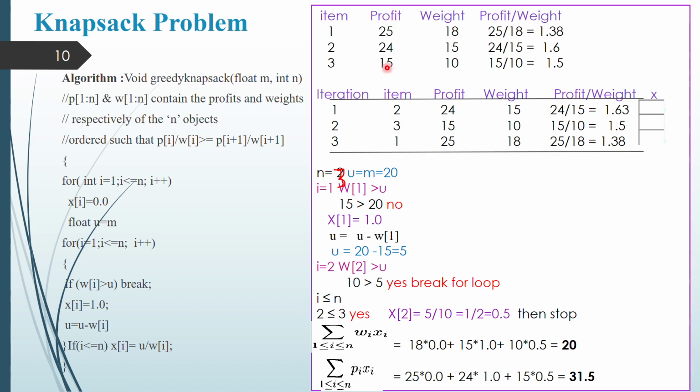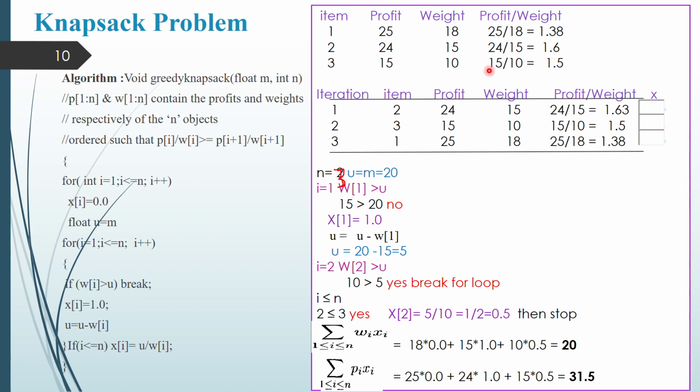So the profits of the items and the weights. First step is you have to find the ratio of profit divided by weight. What is your profit for the first item? It is 25. 25 divided by weight is what? 18. If you divide, you will get the value as 1.38. For the second item, profit is 24. Weight is 15. 24 divided by 15, you will get 1.6.